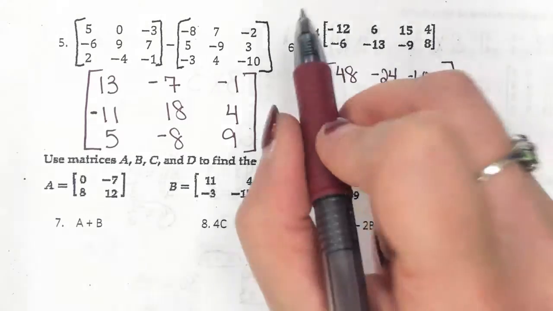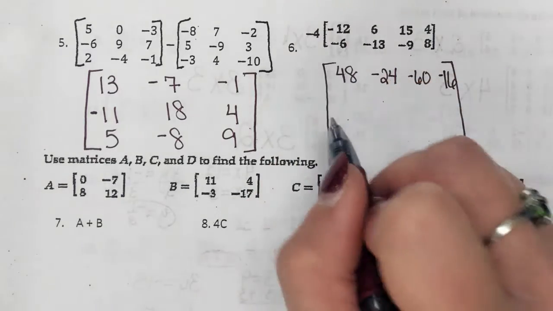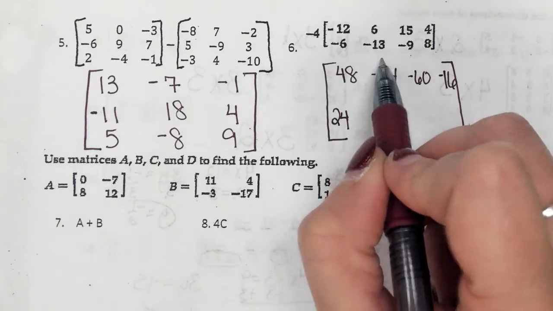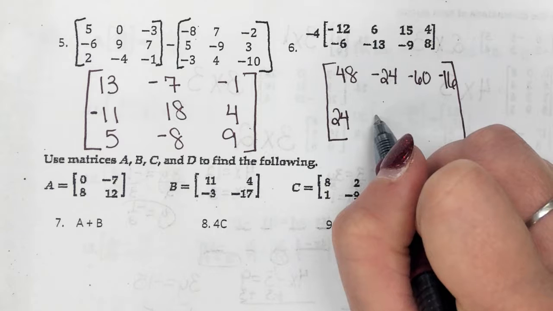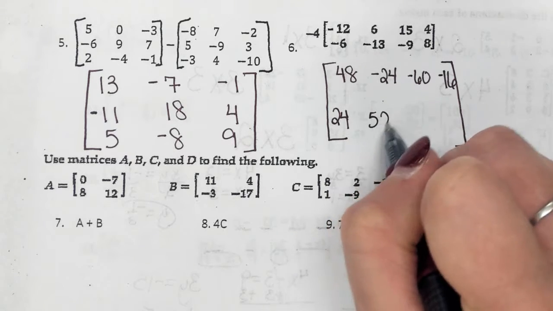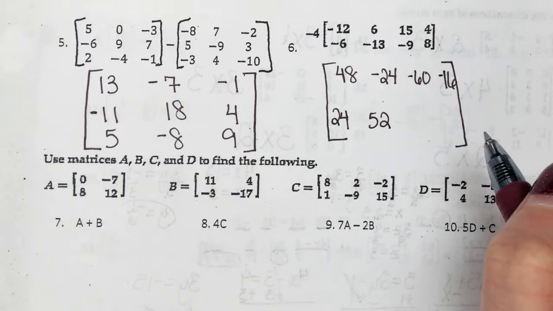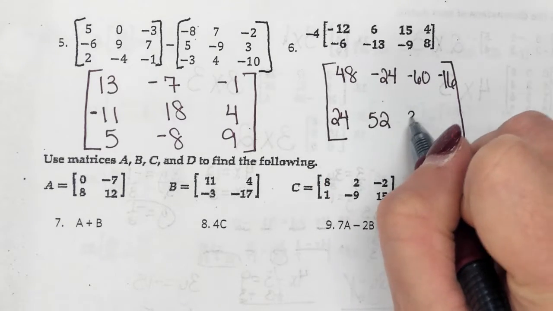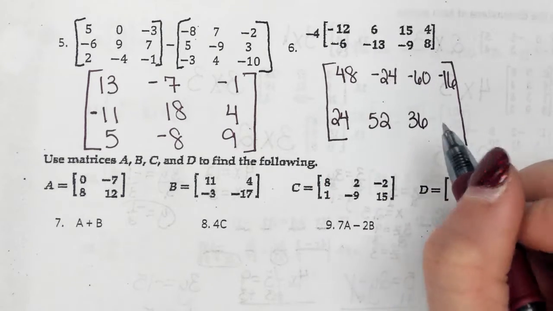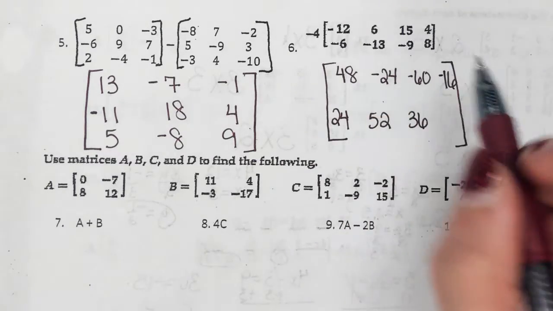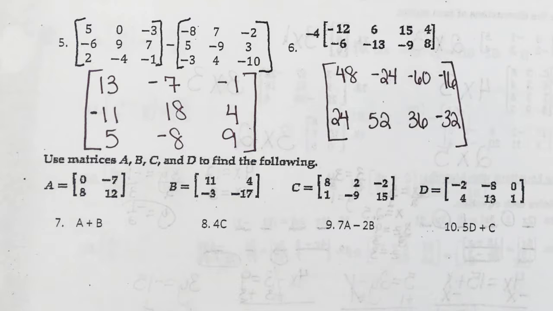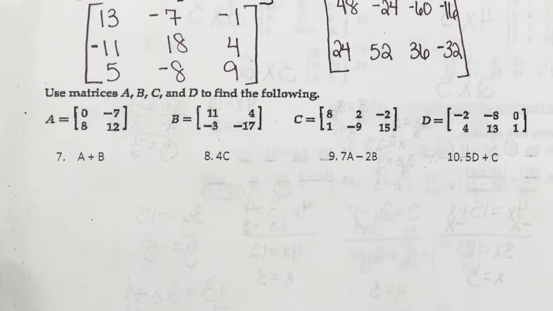Yep. All right, what about negative 4 times negative 6? Positive 24. Negative 4 times negative 13? 52. Very good. Negative 4 times negative 9? Yeah, positive 36. And then negative 4 times 8. Perfect. Y'all okay? Pretty easy stuff? All right.